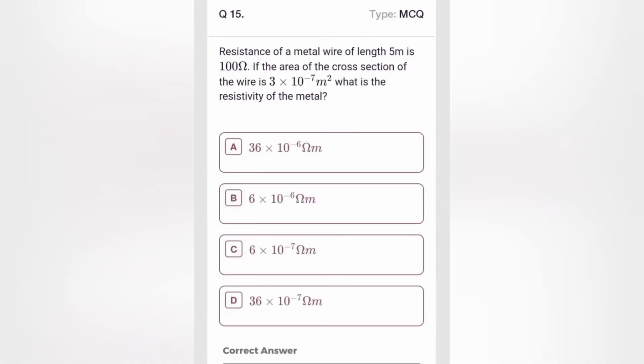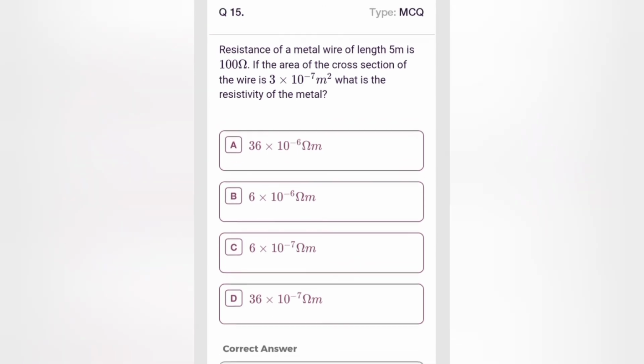15th question. Resistance of metal wire of length 5 meter is 100 ohm. If the area of cross section of wire is 3 into 10 to the power minus 7 meter square, what is the resistivity of the metal? So here let us see what all the data is given. Length is given, right? Then resistance is given, 100 ohm. And then area of cross section is given, 3 into 10 to the power minus 7 meter square. And resistivity is what we need to find.